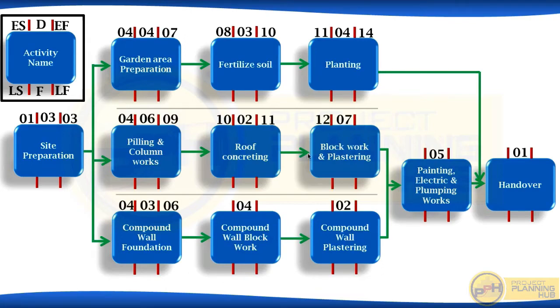Okay. Block work and plastering. Roof concreting finishes on 11th. So block work and plastering will start on 12th. So this activity starts on 12th. It will take 7 days for completing. So finish will be 18th.